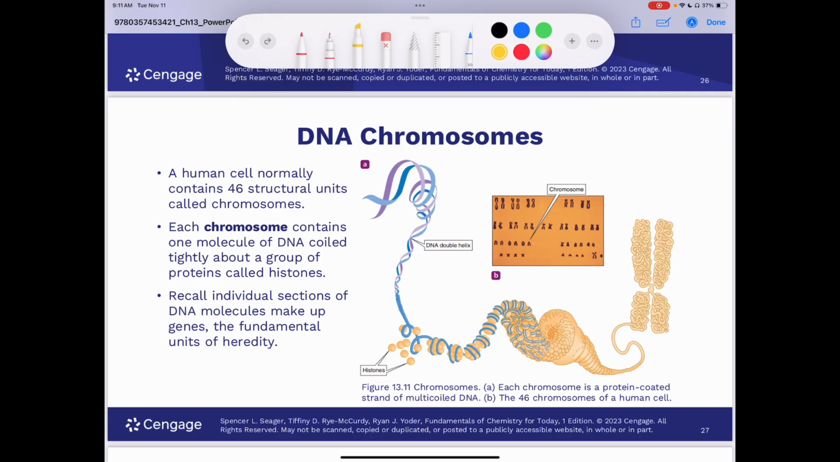Now, each chromosome contains one molecule of DNA tightly coiled about a group of small basic proteins that we call histones, and individual sections of DNA molecules make up genes, which are the fundamental units of heredity. Now, if you remember from the first video in this chapter, each gene directs the synthesis of a specific protein. Well, the number of genes contained in the structural unit of an organism varies with the type of organism.